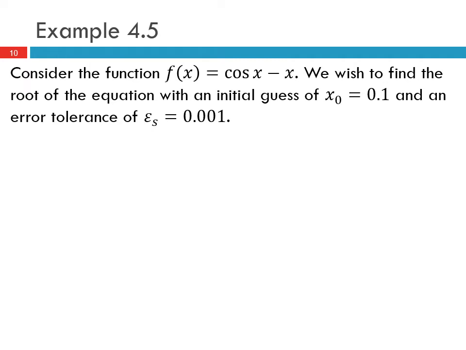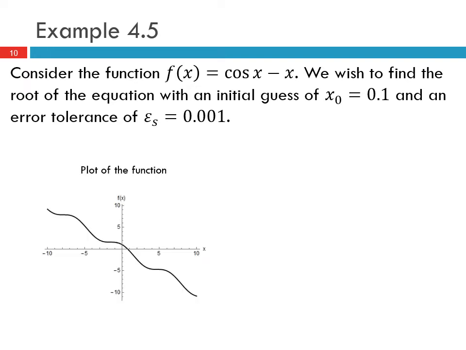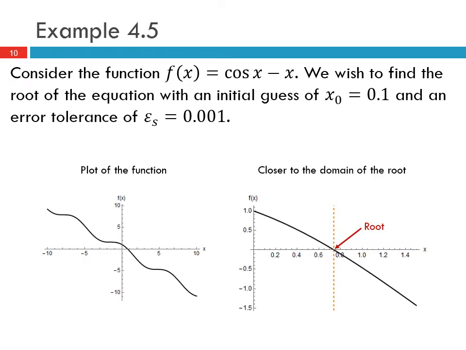So let's look at an example. Consider the function f of x equals cos x minus x, and we wish to find the root of the equation with an initial guess of x0 equals 0.1 and an error tolerance epsilon s of 0.001. The first thing we want to do is plot the function to get an understanding of its behavior. And we can zoom in on the area where the root is, so just replotting with tighter limits so we can see where this root is.